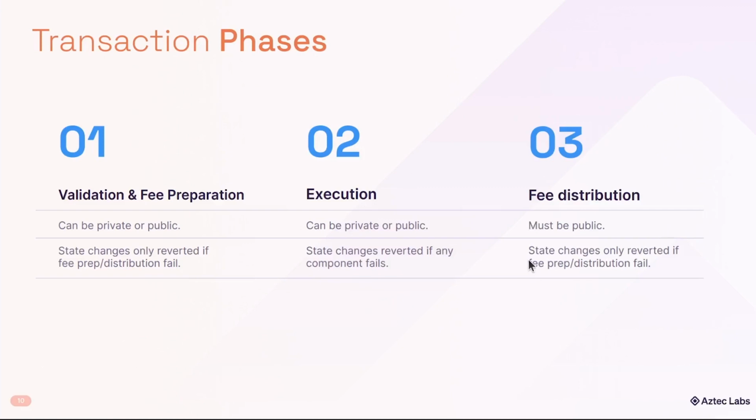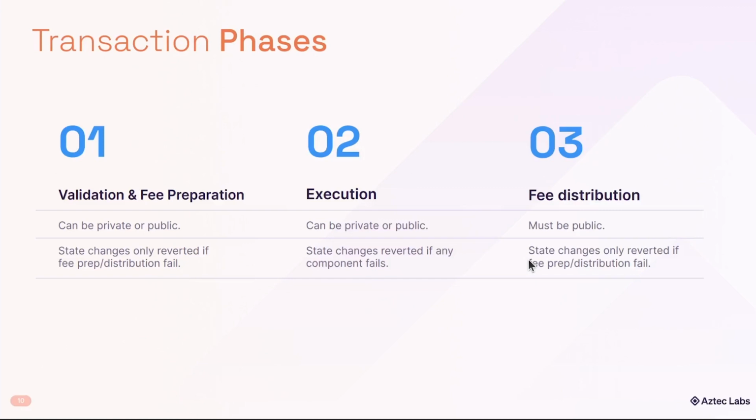So there are 3 distinct phases to each transaction. There's a validation and fee preparation phase, there's the actual execution of the transaction, and then there's fee distribution. All of these phases occur within the same transaction, and they ultimately result in 2 sets of public inputs being emitted from the private kernel circuits for private transactions. The public inputs that are emitted from private transactions are the proofs of correct execution, the commitments to any new data, as well as nullifiers that invalidate any old data that's been updated.